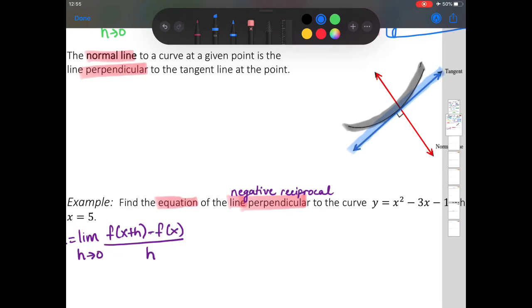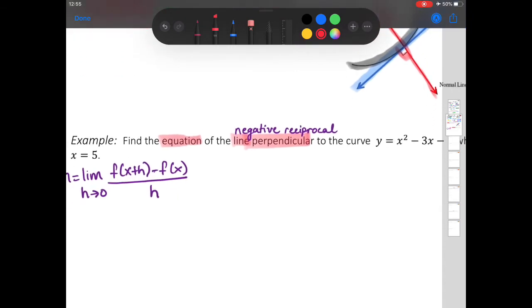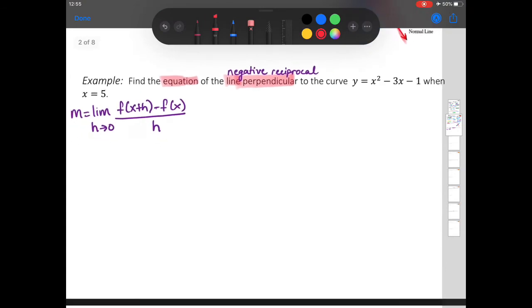Now, what is a normal line? The normal line to a curve at a given point is the line perpendicular to the tangent line at that point. So this is your normal line. So what's the relationship between your normal and tangent line? That they are perpendicular means, what do you know about their slopes? Their slopes are going to be negative reciprocals. And that will help us find the equation of this line, the normal line. And let's do example 2 and we'll figure it out from there.